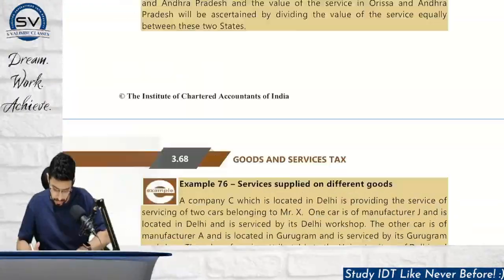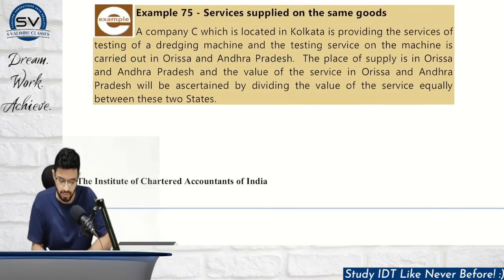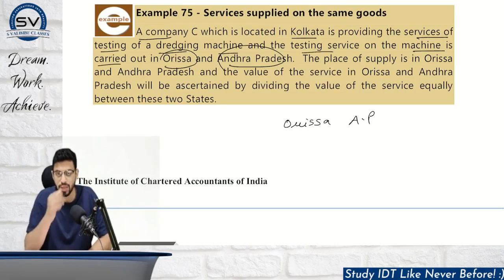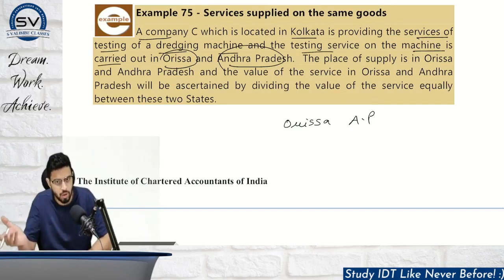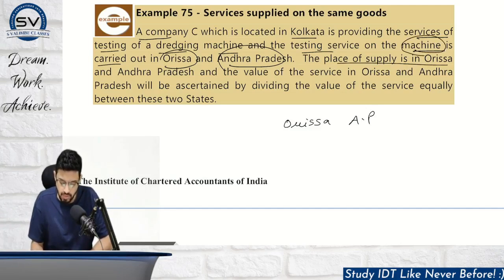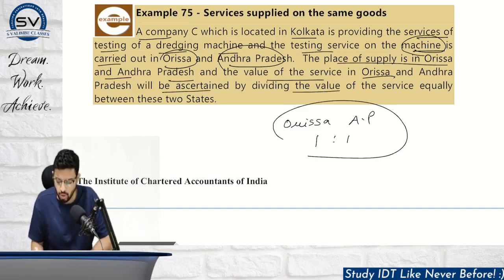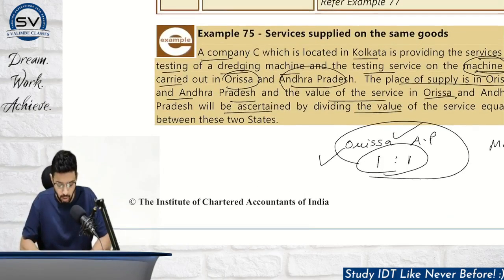13.3 example C, example number 75 and 76. A company C, which is located in Kolkata, is providing services of testing of dredging machine, and testing service on the machine is carried out in Odisha and Andhra Pradesh. Two states are Odisha and Andhra Pradesh. Now tell me one thing, this testing service, is it being provided on different goods? Answer is no. The machine is same. The place of supply is in Odisha and Andhra Pradesh, and value of service will be ascertained by dividing value equally 1:1, because the machine is same. This is not a case of two different machines. So same service testing provided in two states, and 1:1 you have to apply because place of supply shall be in each of the states. Now you can relate what I have written here.